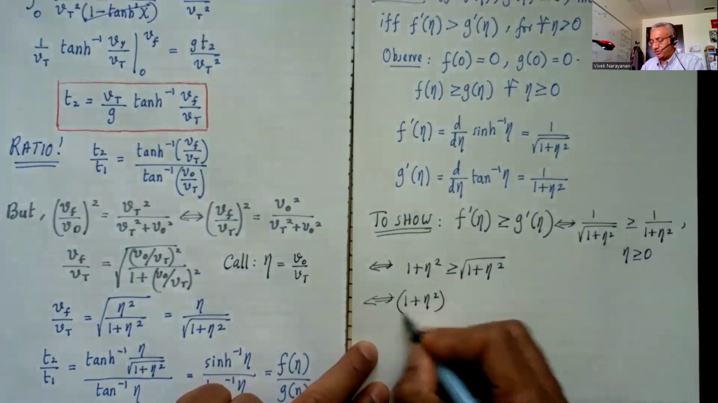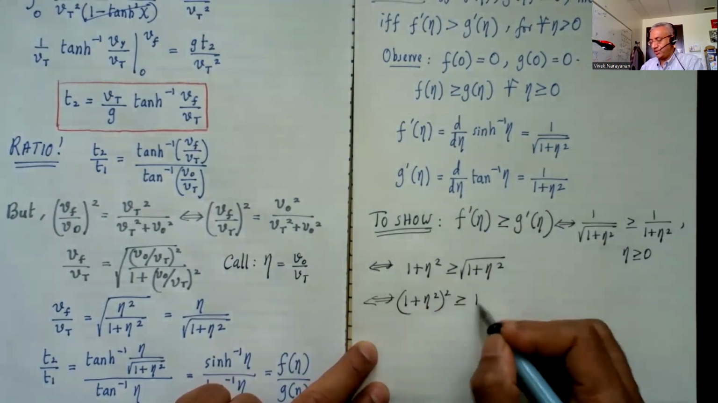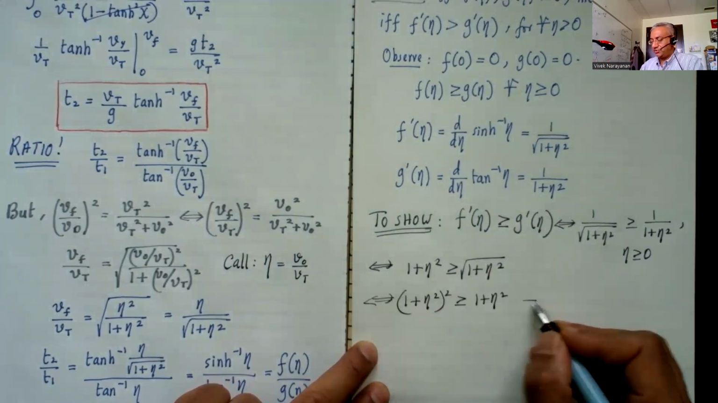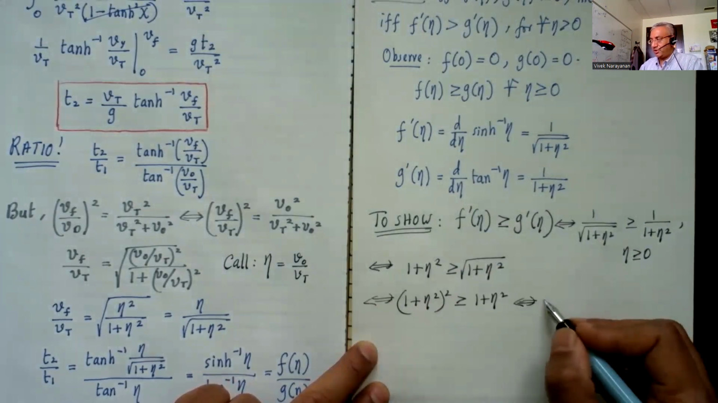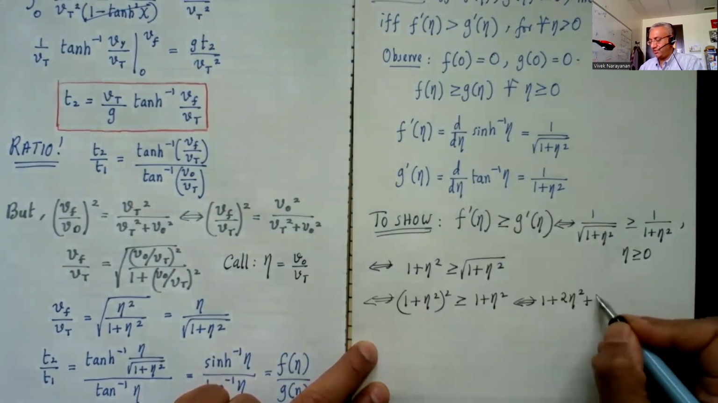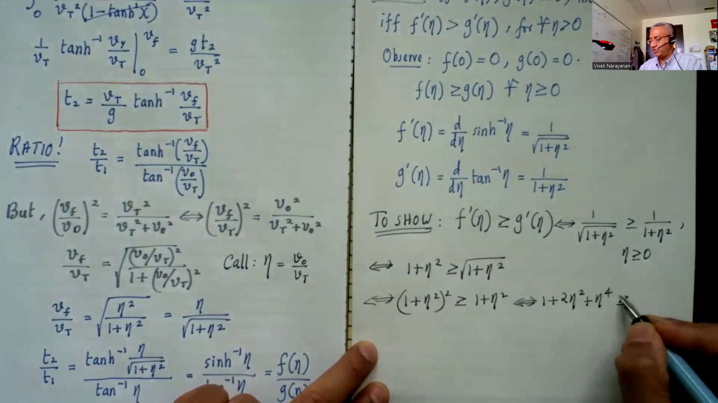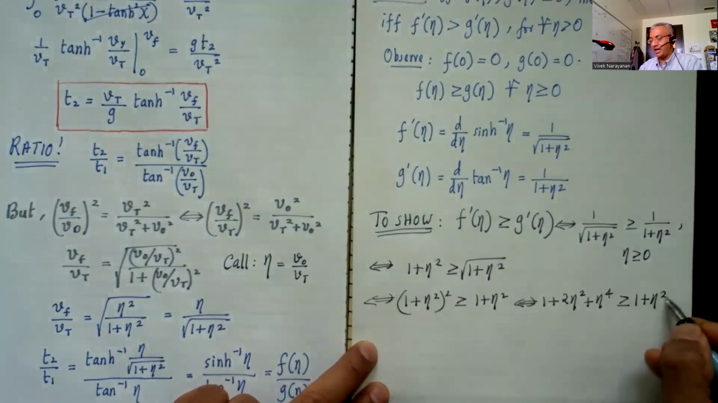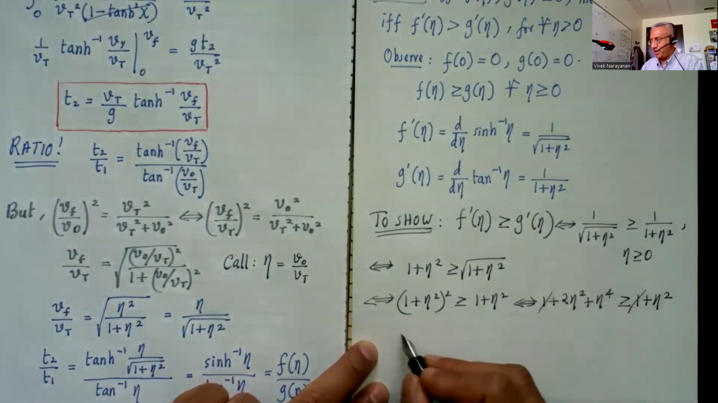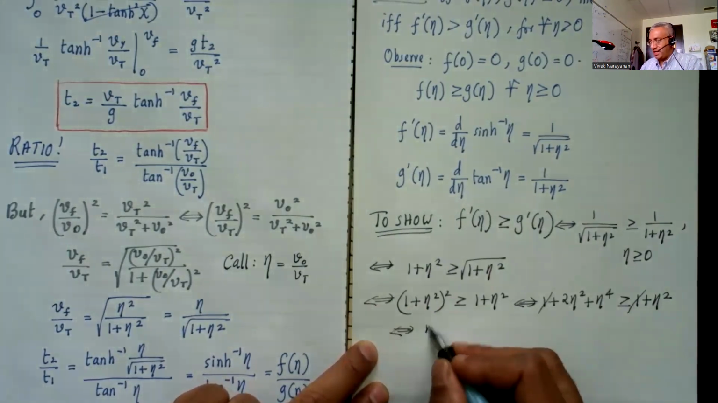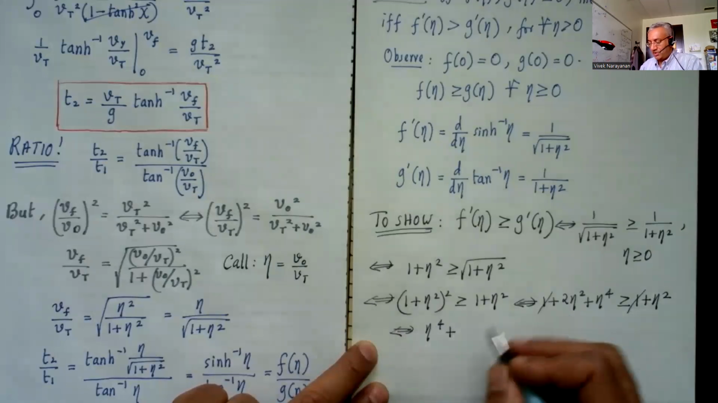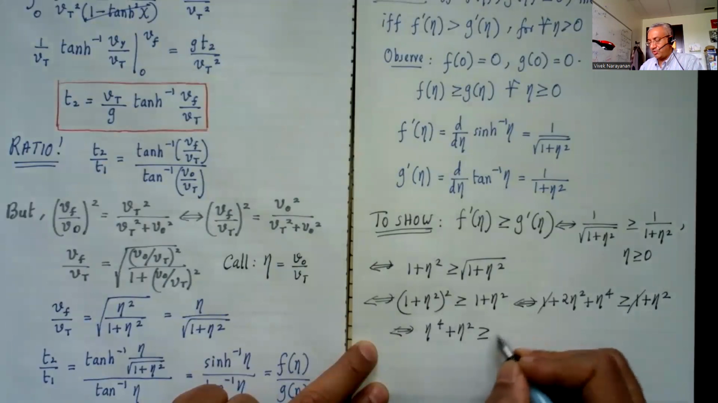So 1 plus eta squared, squared, is bigger than or equal to 1 plus eta squared. Okay, now that definitely looks bigger on the left. Let's do some more steps. This is going to be completing the square. I get 1 plus 2 eta squared plus eta to the 4 is bigger than or equal to 1 plus eta squared. Okay, now even I agree. It's looking better and better. So that tells me that eta to the 4 plus eta squared, bringing the eta squared over there, is bigger than or equal to 0.